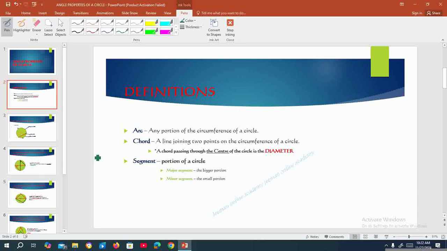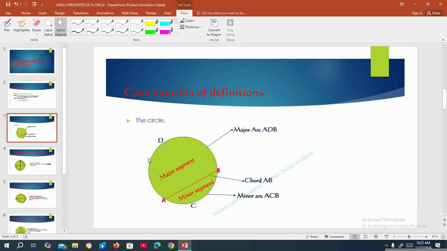So this can be well shown by this diagram. The line AB, the red line, is a chord, and I've named it chord AB. Then it is dividing the circle into two parts. We have this bigger part here, which is the major segment, and we have the smaller part, which is the minor segment.